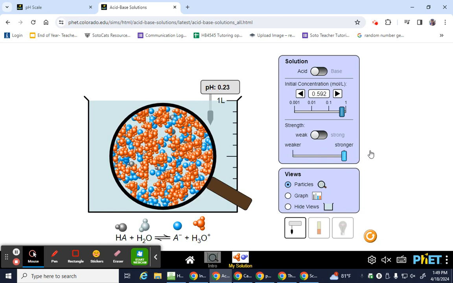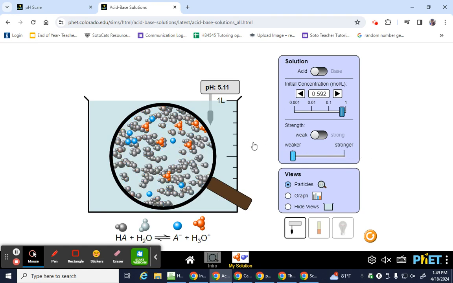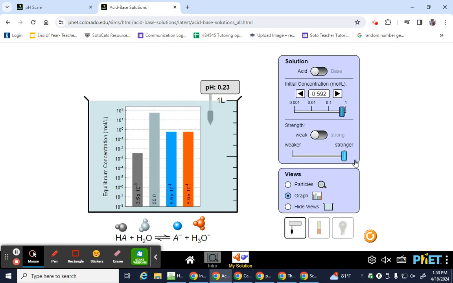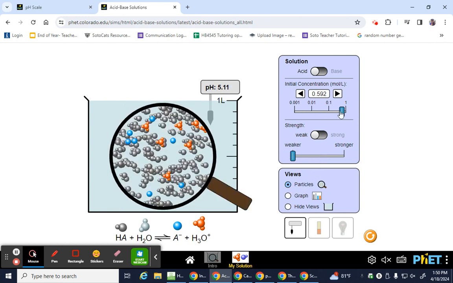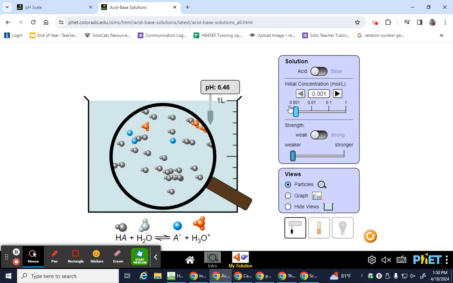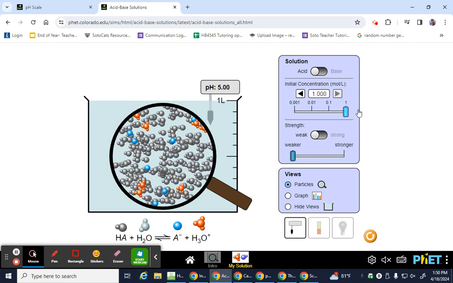So more H3O, less H3O. It's a ratio, right? And you saw that with the graph, right? We have more ionization, less ionization, okay? And then we also got to see that concentration does play a role as well, okay?